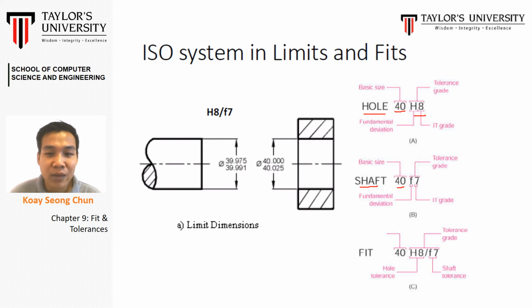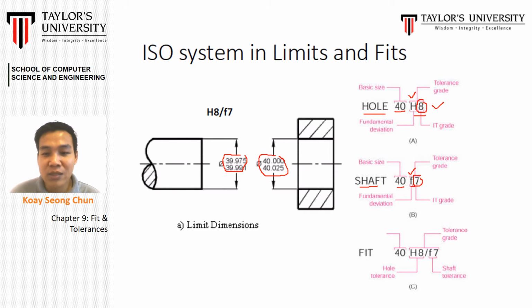We will have something like H8. From here, for the hole we use an uppercase alphabet, and for the shaft we use a lowercase alphabet. And the limit here, we will have a value 8 and 7. This value indicates the maximum and minimum limit for the shaft and the hole. For this, they have tables to follow, a standard reference to follow.